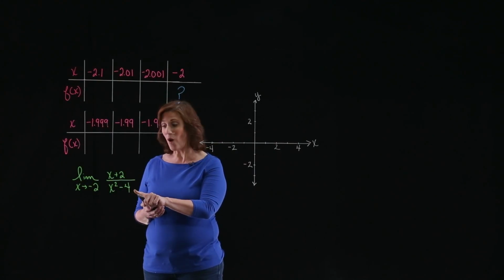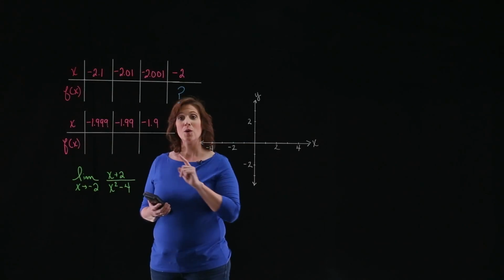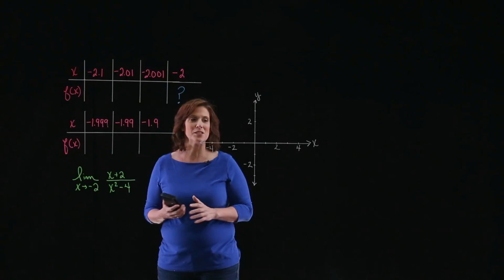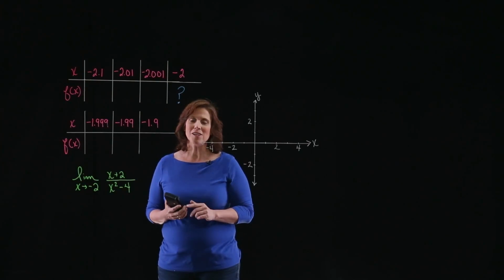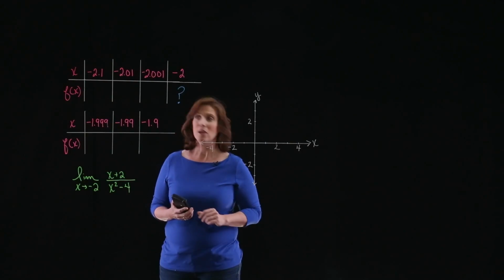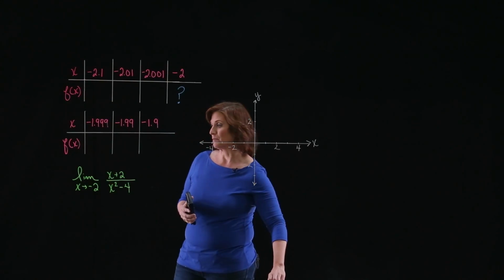In this problem, we're going to be estimating the limit as x approaches -2 of (x + 2) over the quantity x squared minus 4. We're going to do it numerically, and once we've figured out what we believe the limit is, we're going to see if that function actually ever equals that limit value. So we'll begin by filling in our tables.